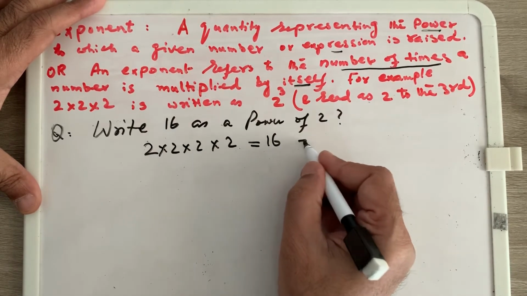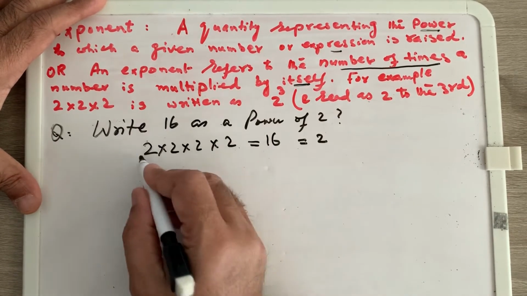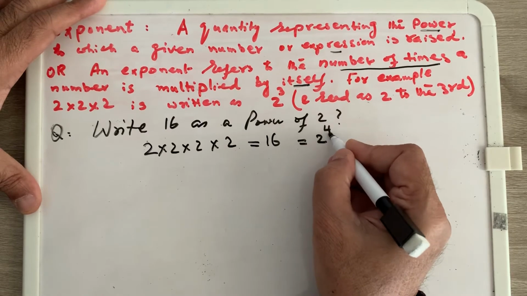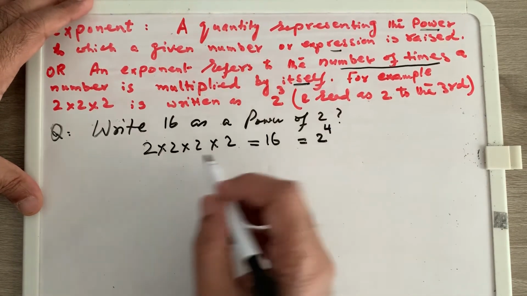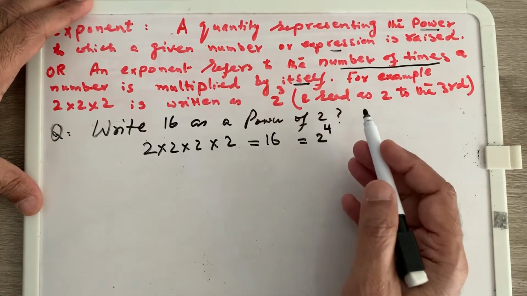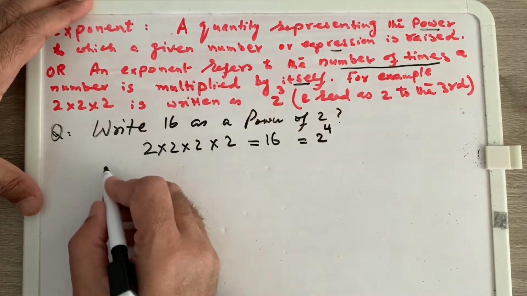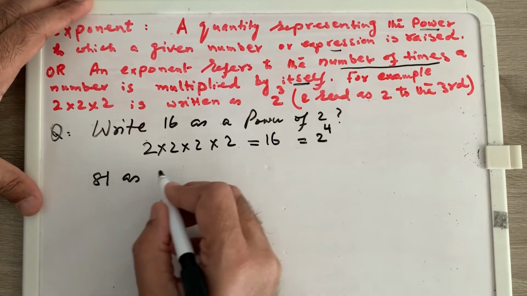And how many times did we multiply 2 by itself? 4 times. 1, 2, 3, 4. So 4 becomes its power. 2 to the power 4 is 16. So what was the question? The question was: write 16 as a power of 2. Right?